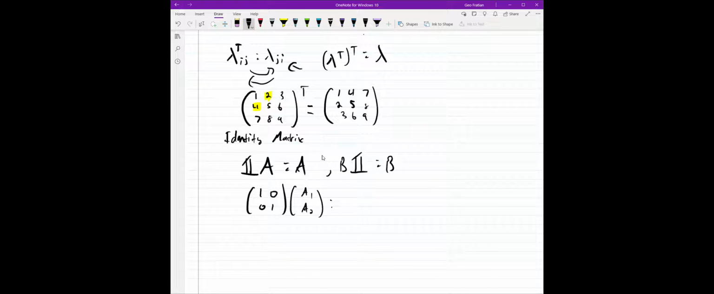We multiply, so that's 1A1 plus 0A2, and then we have 0A1 plus 1A2, so these cancel out. So we get A1 and A2, and we basically get back A, because that's A.